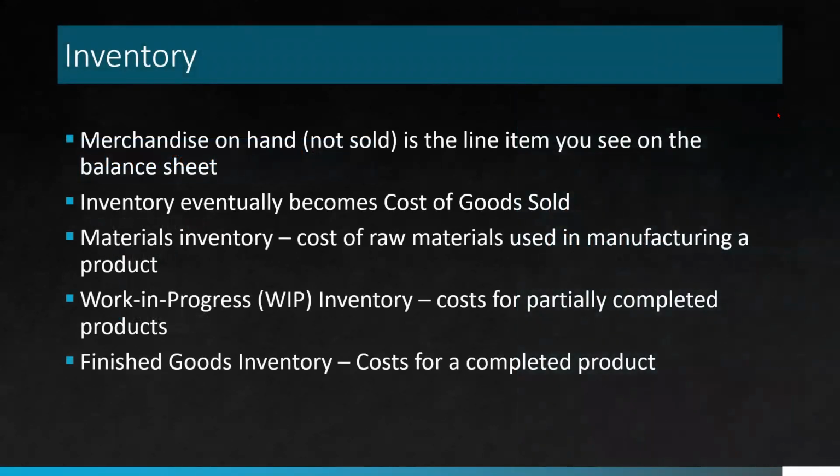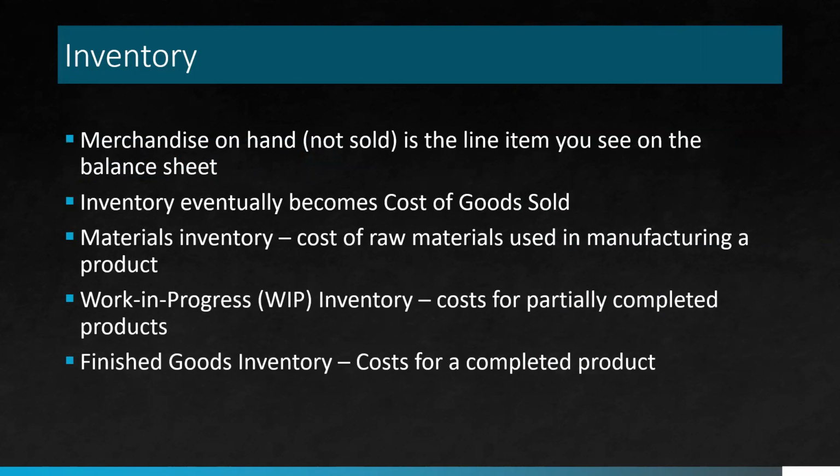So a little bit about inventory. Merchandise that is on hand, not sold, sitting in a warehouse somewhere, is the line item that you see on the balance sheet labeled inventory. As you sell your inventory, that eventually becomes cost of goods sold, which is on the income statement.